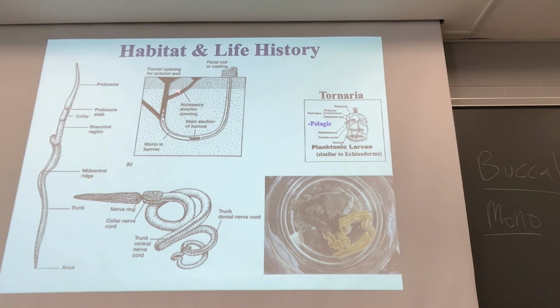This is kind of the tunneling system they build. They can be 3, 5, 6 feet under the sand. And as they move and feed underneath the sand, they leave fecal casts like this. And here's the pelagic tornarian larva. Pelagic means open water, right? So pelagic fish. These are planktonic larvae. They are in the plankton layer up where the water is. They float around with the rest of the plankton. And they look very similar to echinoderms, as we've talked about.